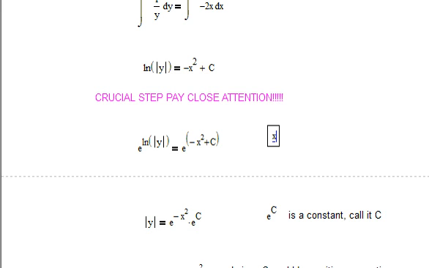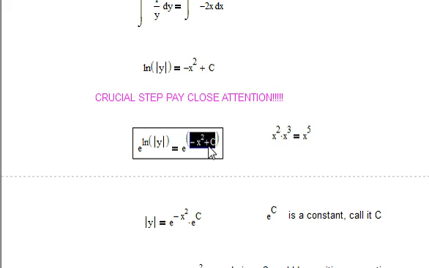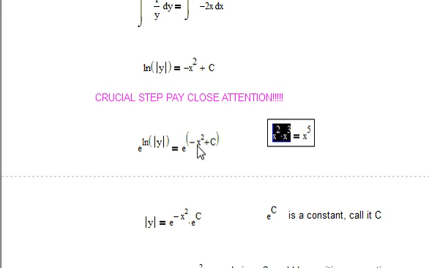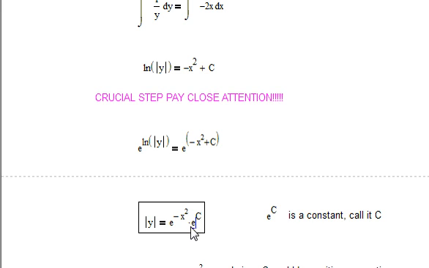Here's what I'm telling you. x squared times x cubed, you should all know, is x to the 5th. So you add the exponents. When the exponents are added, the factors are multiplied. I'm using maybe a backwards version of this rule for exponents here, so do be aware. So this is times e to the c, not plus e to the c.